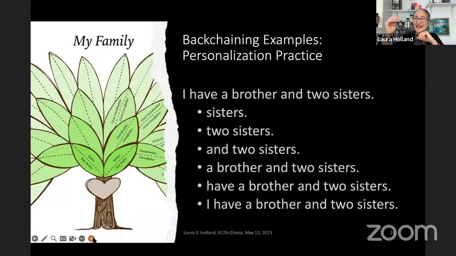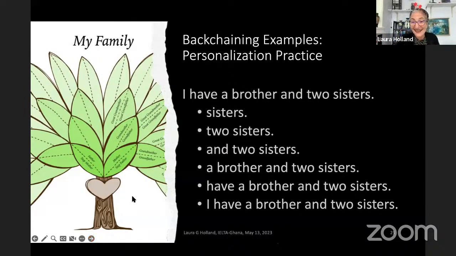Okay, are we ready? Sisters. 2 sisters. And 2 sisters. Nice. A brother and 2 sisters. And 2 sisters. Nice. I'm hearing. Do you hear how you're getting a brother and 2 sisters? Okay. Have a brother and 2 sisters. Nice. I have a brother and 2 sisters.